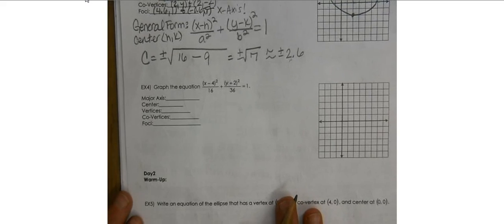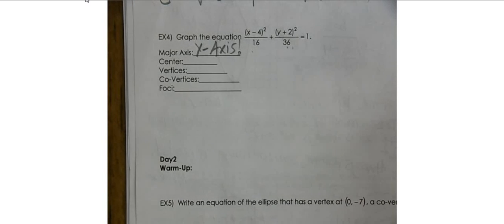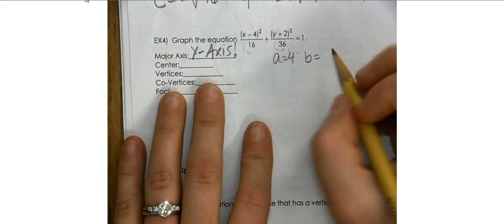Okay, let's go ahead and look at example number 4. So for example number 4, let's figure out which axis is going to be our major axis. For this problem, 36 is bigger than 16. 36 is below y, which means that our major axis is the y-axis. So that means we're going to have a vertical ellipse. My a value is the square root of 16, which is 4. My b value is the square root of 36, which is 6.